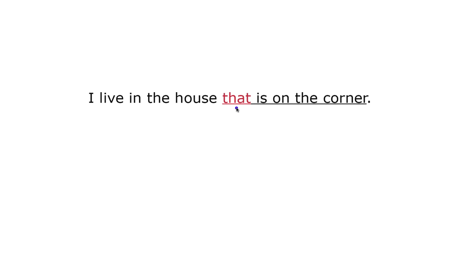The clause modifies the noun house, and the relative pronoun that is the subject of the adjective clause, and it serves also as a conjunction. That is a pronoun because it takes the place of the house in the adjective clause and refers to house in the main clause. The adjective clause is a dependent clause because it cannot stand alone.